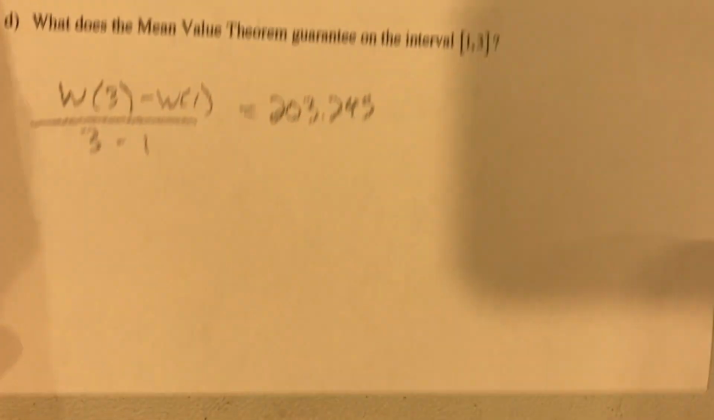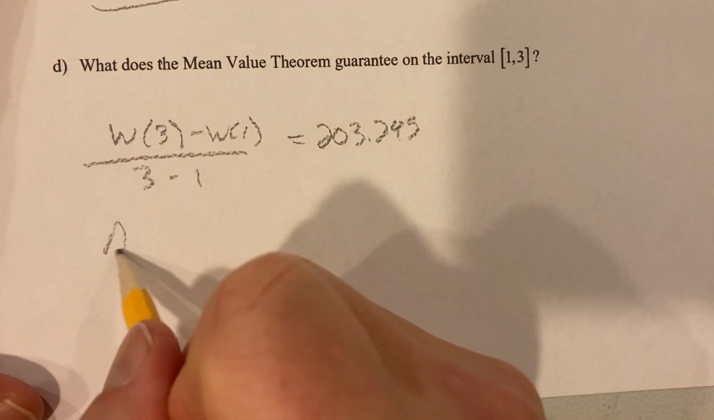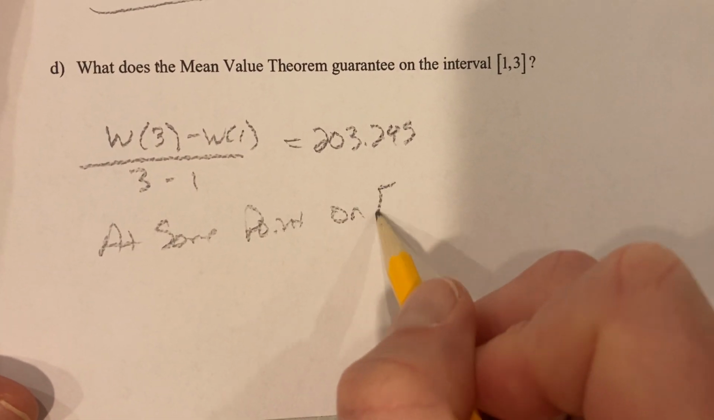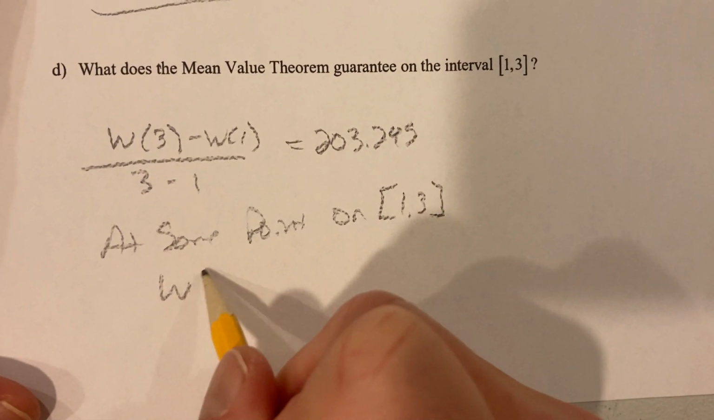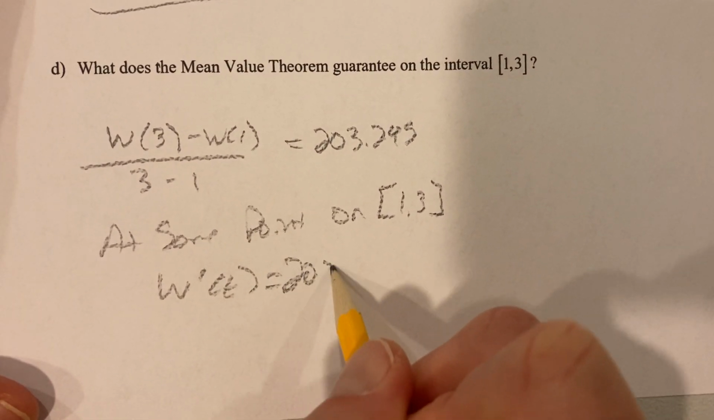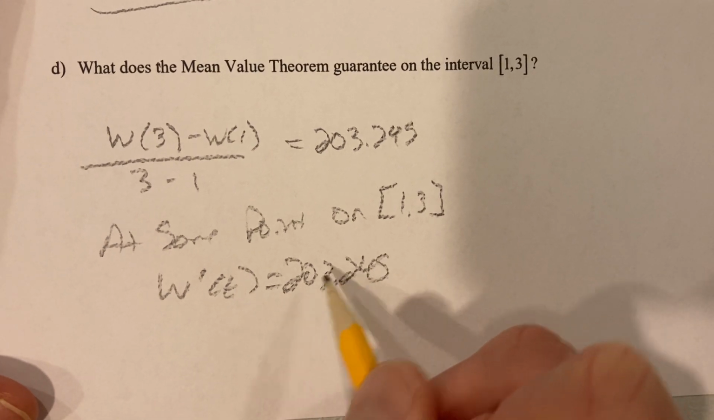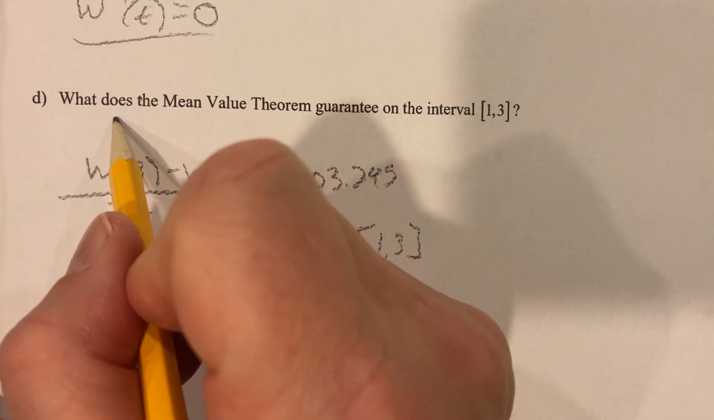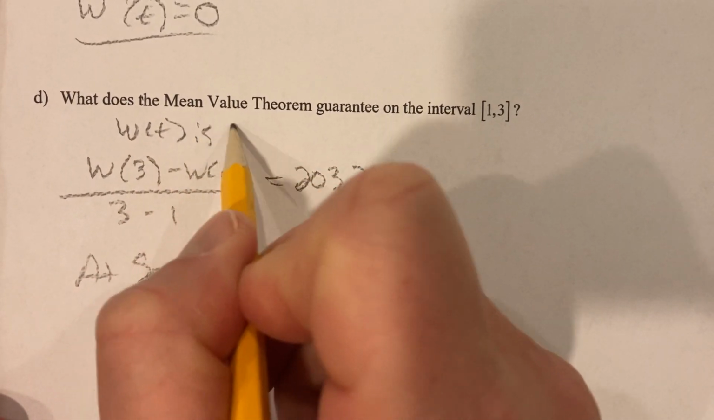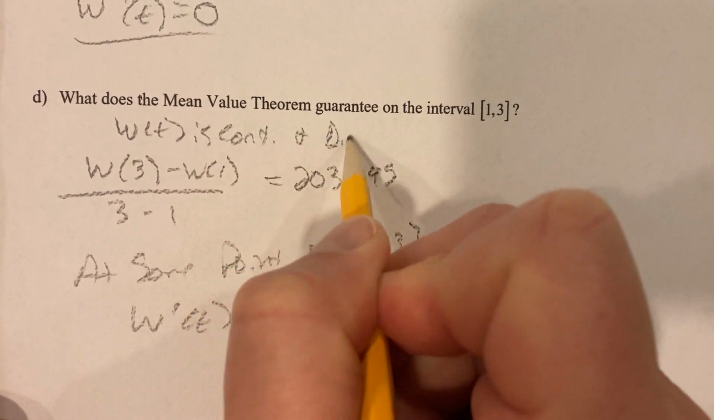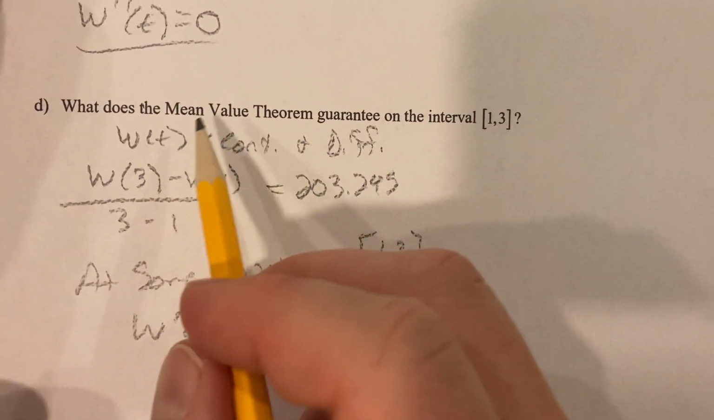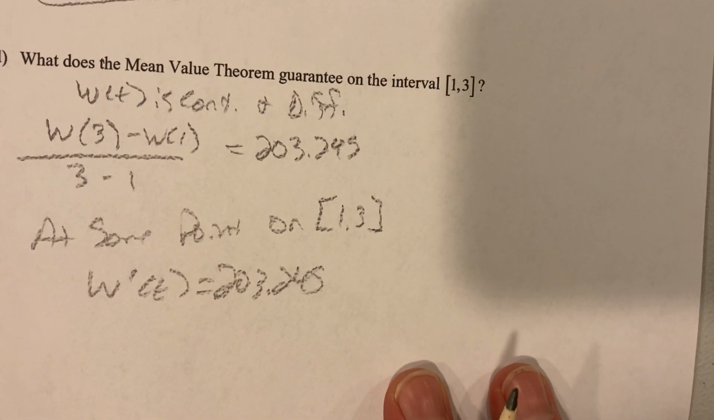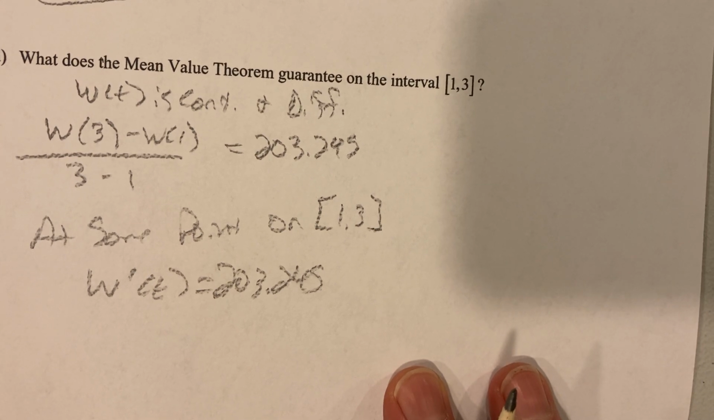And so our average rate of change on that interval is 203.245. Okay? So at some point on the interval 1 to 3, W prime of t equals 203.245. That's what the mean value theorem guarantees, because W is a continuous and differentiable function, and we may want to say W of t is continuous and differentiable. If it wasn't, there would be no guarantee, there'd be no promises. But because it's continuous and differentiable, somewhere in that interval, the derivative has to equal the average rate of change.